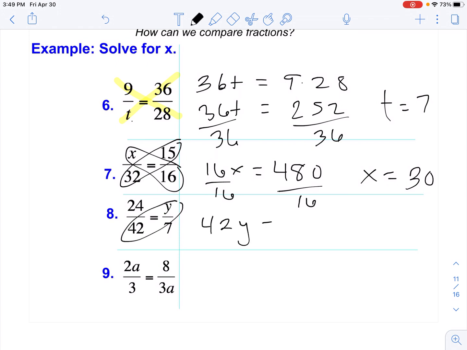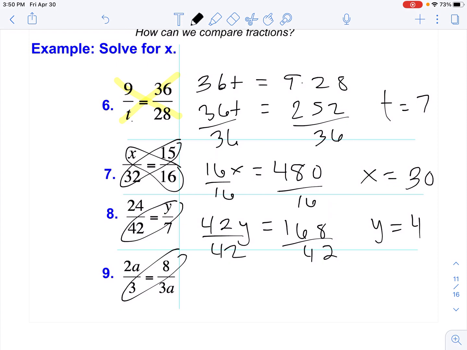42y equals 24 times 7. 168 divided by 42 is 4.